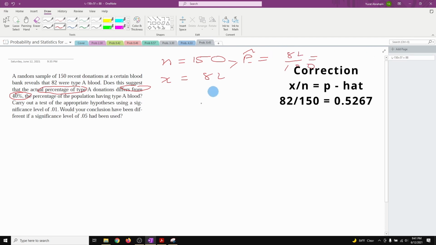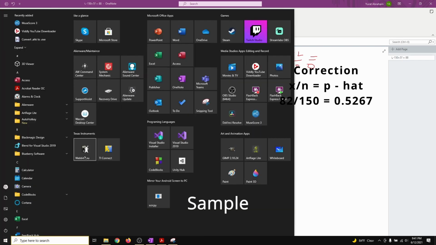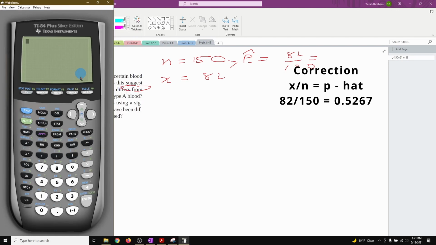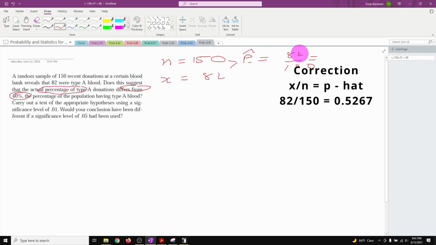Using my TI-84, let me open it up here. 82 divided by 100 is 0.82. Okay. Now I said that this is the question: is the actual percentage of type A donation different from 40%?